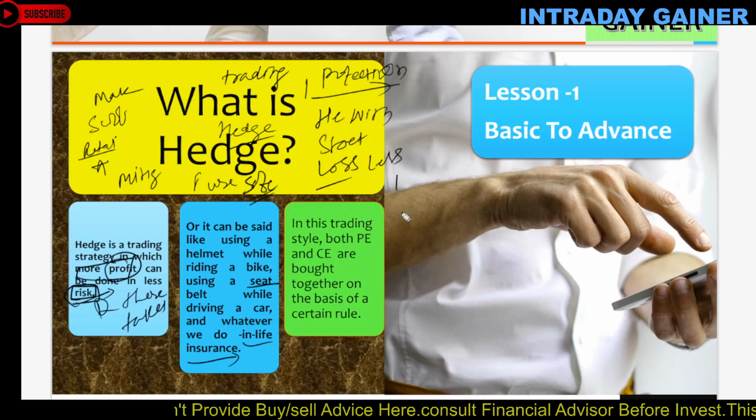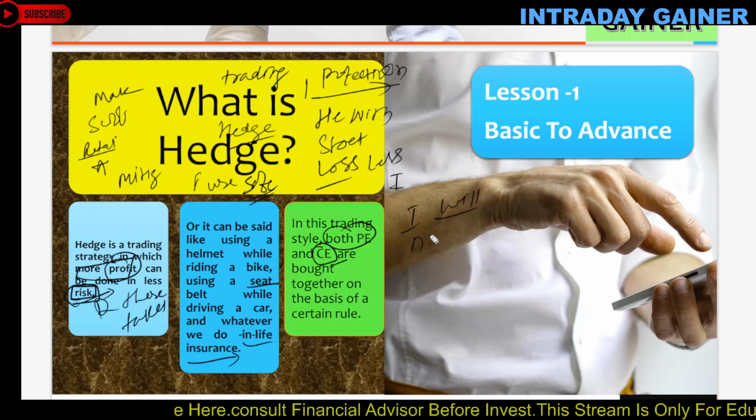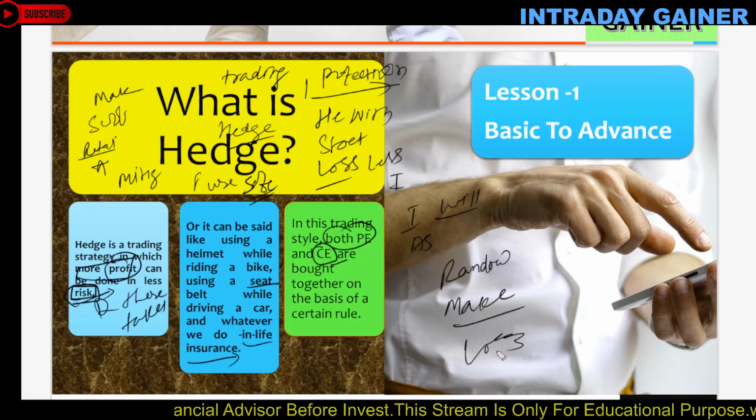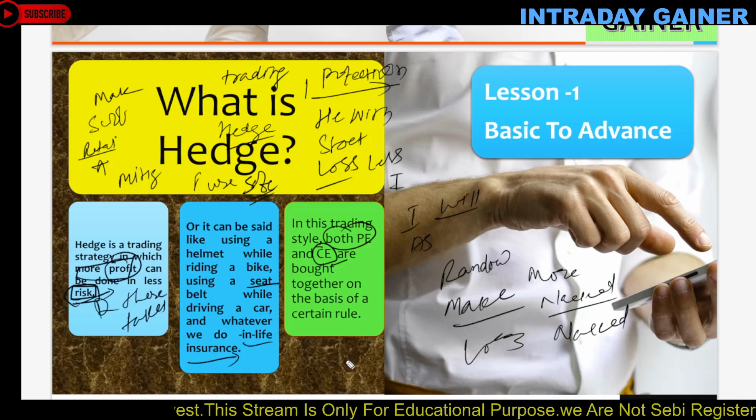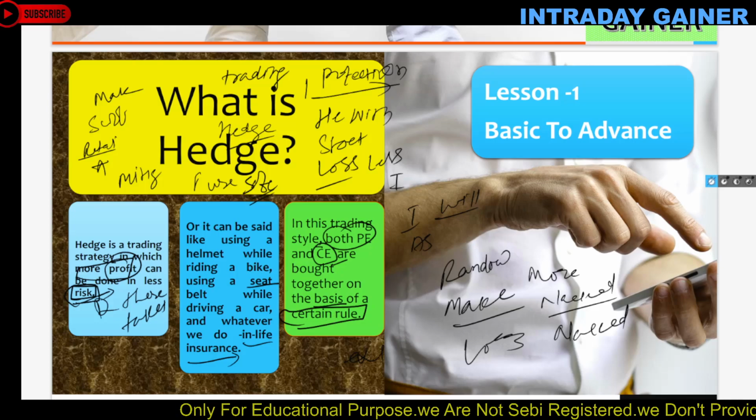So you can also ask a counter question: if it is so simple, I can also buy put and call and I will make profit. This is not as simple as that. If you do a random hedge, you will make a loss, and the loss will be more than a naked trade. If you do a random trade without any strategy, without any experience, if you do hedge, you will make more loss than a naked trade, because you don't know where to exit. So this is done on the basis of a certain rule, and the rule will be discussed completely in this.